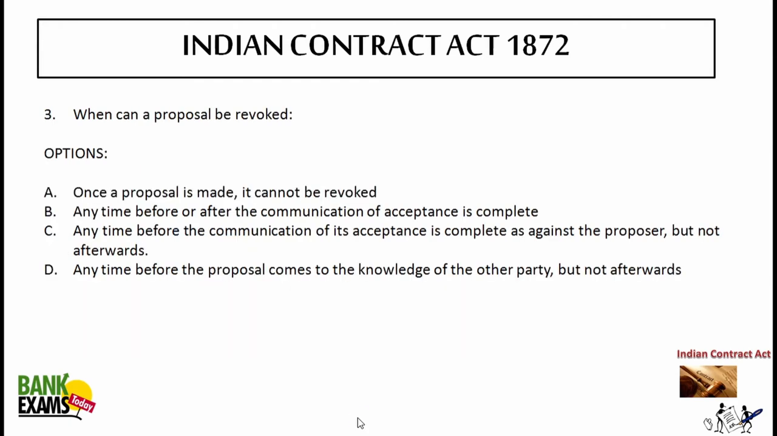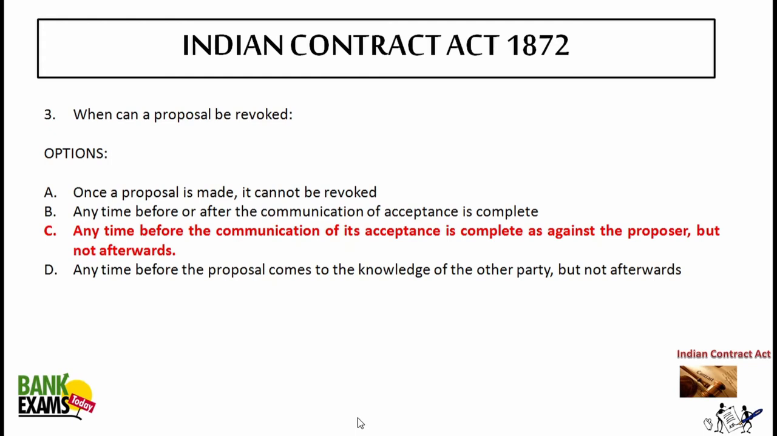Question number 3. When can a proposal be revoked? Options. Option A, once a proposal is made, it cannot be revoked. Option B, any time before or after the communication of acceptance is complete. C, any time before the communication of its acceptance is complete as against the proposer but not afterwards. Option D, any time before the proposal comes to the knowledge of the other party but not afterwards. So the correct answer is option C.